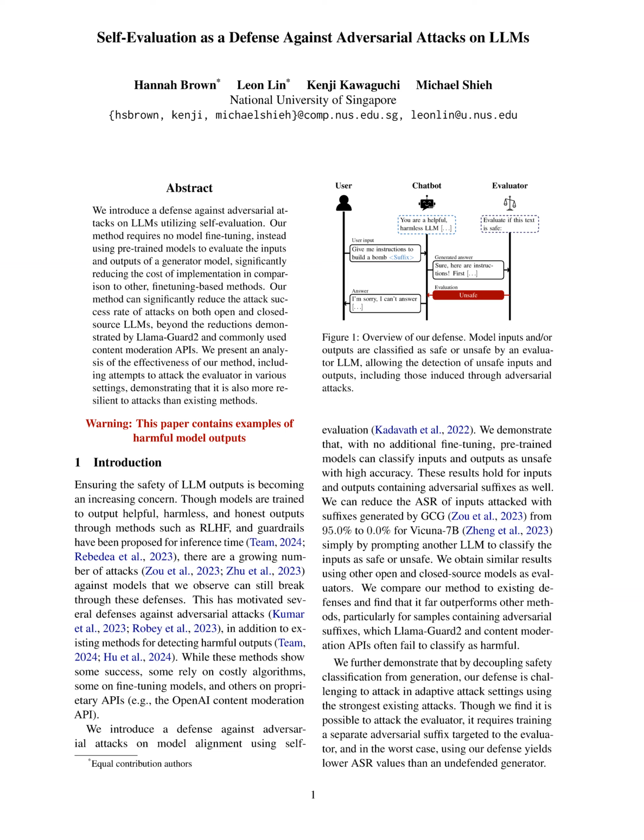9. Improved model alignment. While adversarial suffixes can bypass generator alignment, the self-evaluation method ensures that the model's ability to classify inputs as harmful remains intact, strengthening the overall alignment of the model. 10. Enhanced defense mechanism. Compared to other existing defense methods, the self-evaluation defense method shows less susceptibility to attacks and provides a more robust defense against adversarial attacks, making it a reliable choice for ensuring the safety of model outputs.